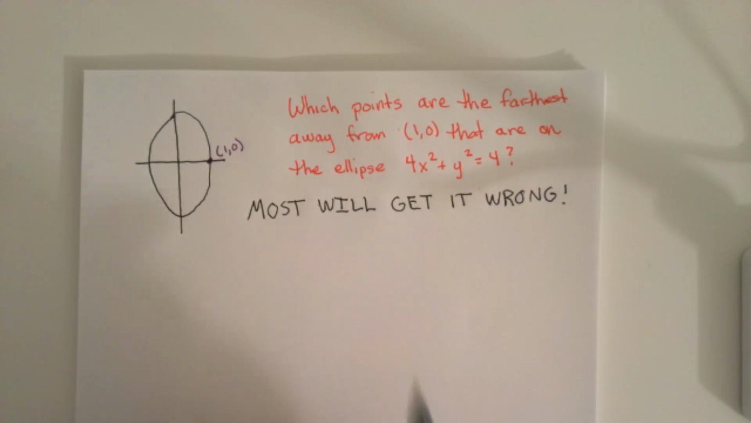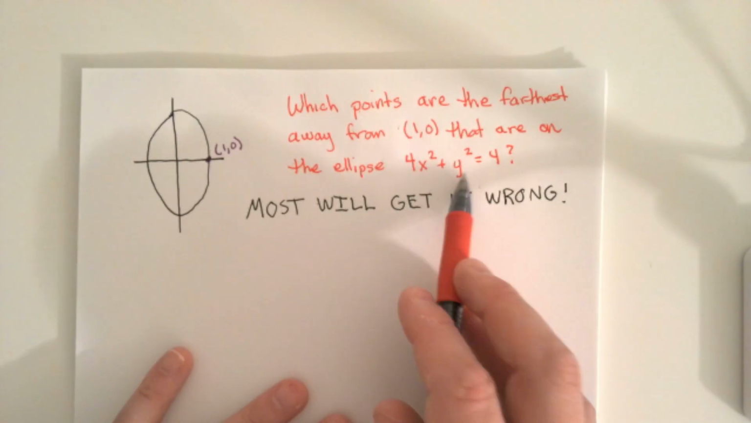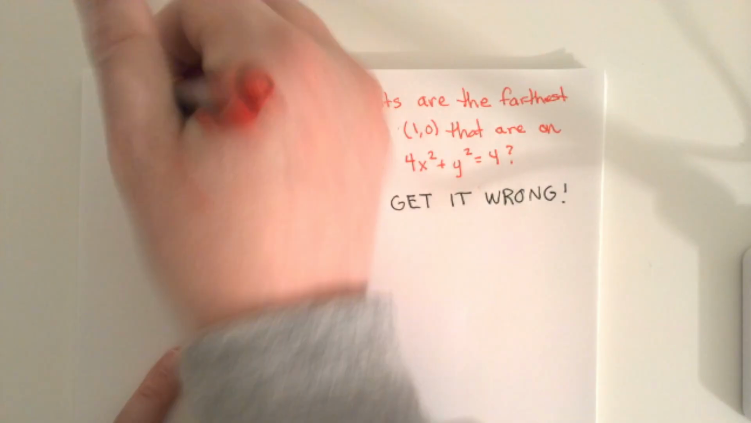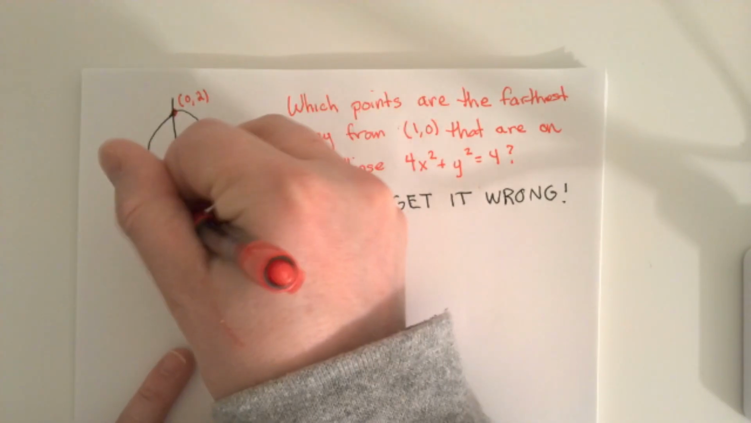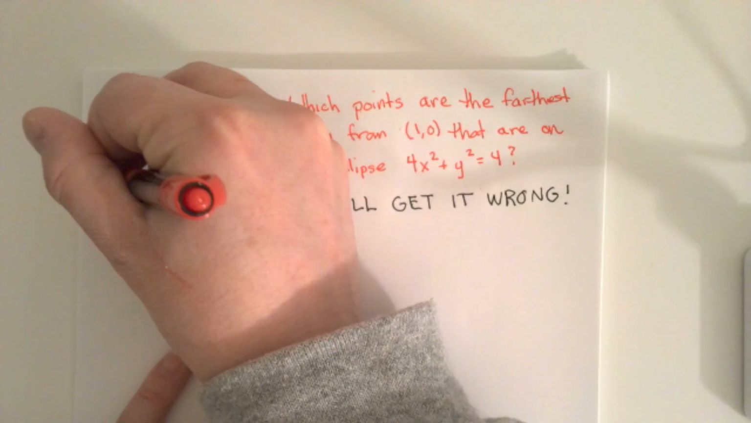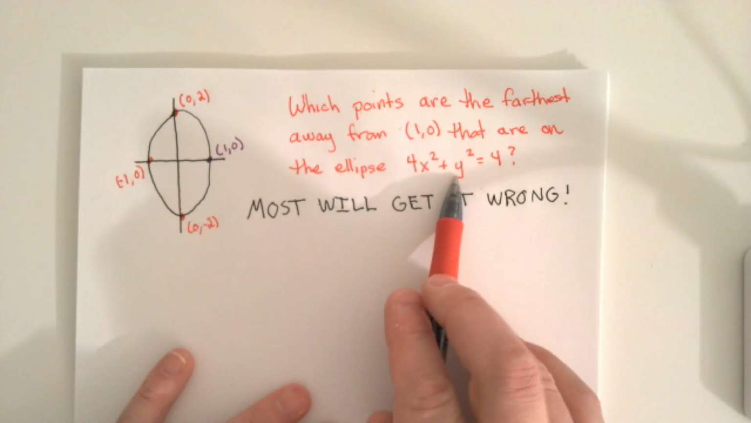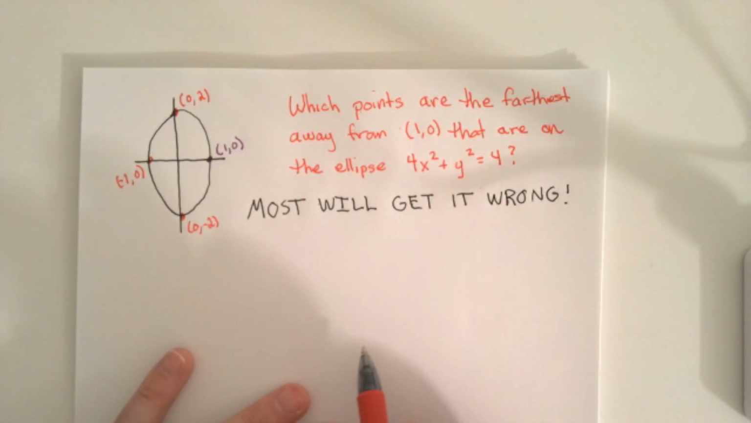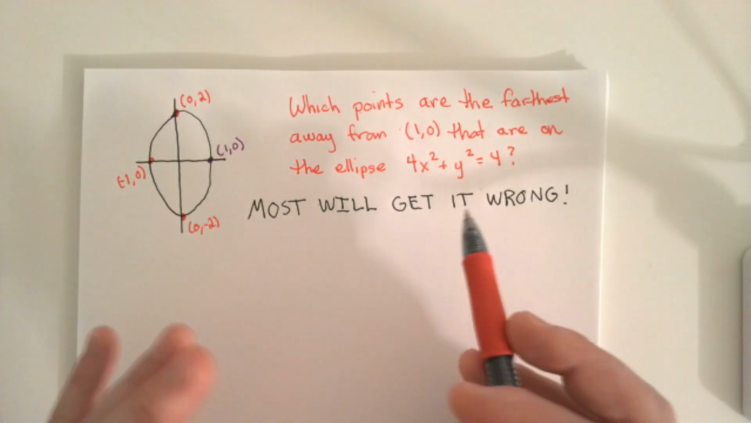If you think about this ellipse for a second, when x is 0, you get y squared is equal to 4, which means y is plus or minus 2. So we know we have the points (0, 2) and (0, -2). And this point over here is (-1, 0). We know that because when y is 0, we can divide by 4, take the square root, and we get plus or minus 1.